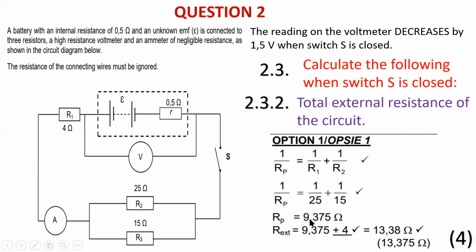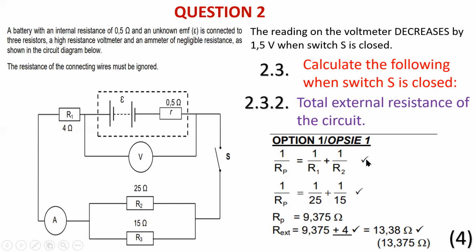As you see, you don't round it off because it is not your final answer. This point is very important. Please remember, when you come to the final answer, you can round it off. It's fine. But you must round it off for the final answer. But before that, whatever you have after the comma, please try to use everything. All right. So R external is equal to R parallel plus R1, 9.375 plus 4, and then you are getting 13.375, and you round it off, and you are getting 13.38. That's our answer for 4 marks.